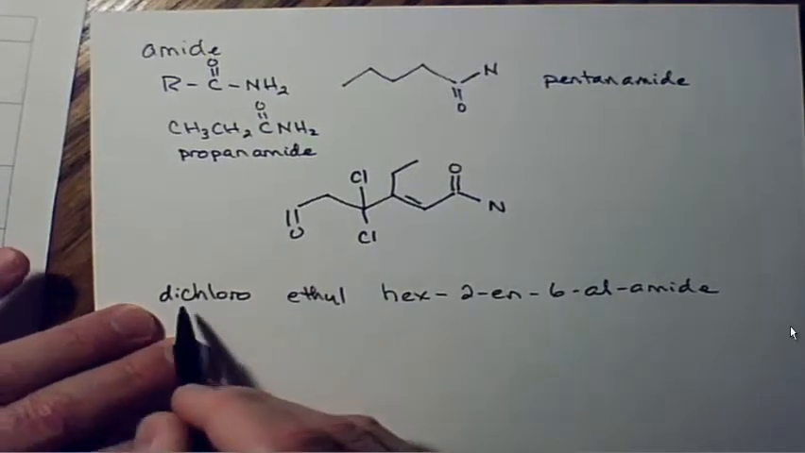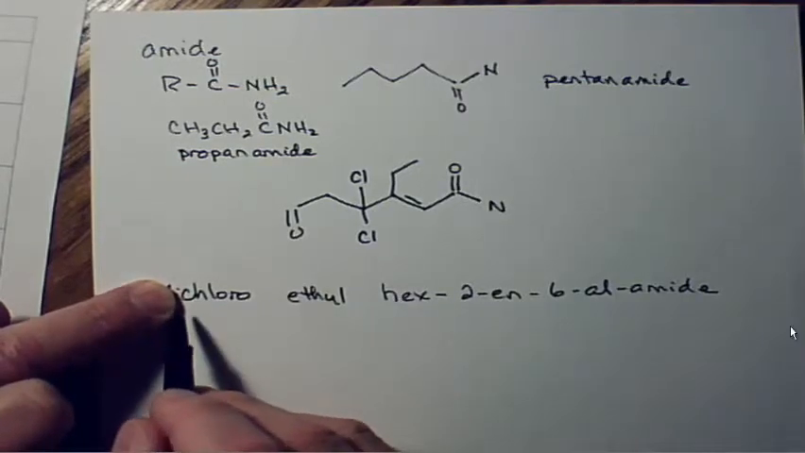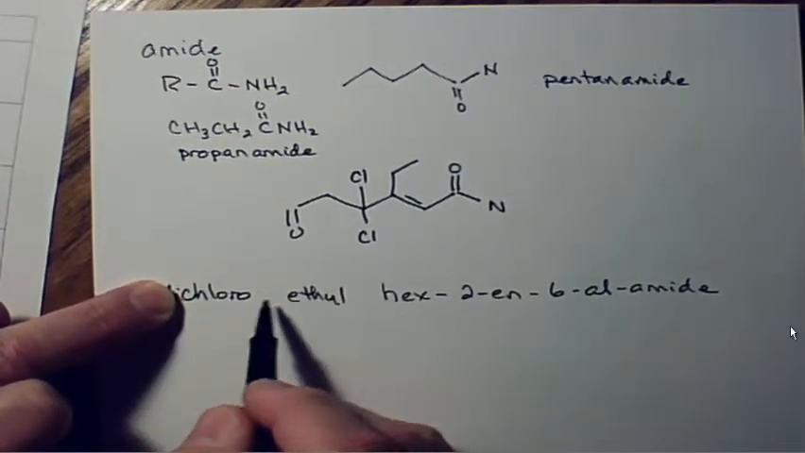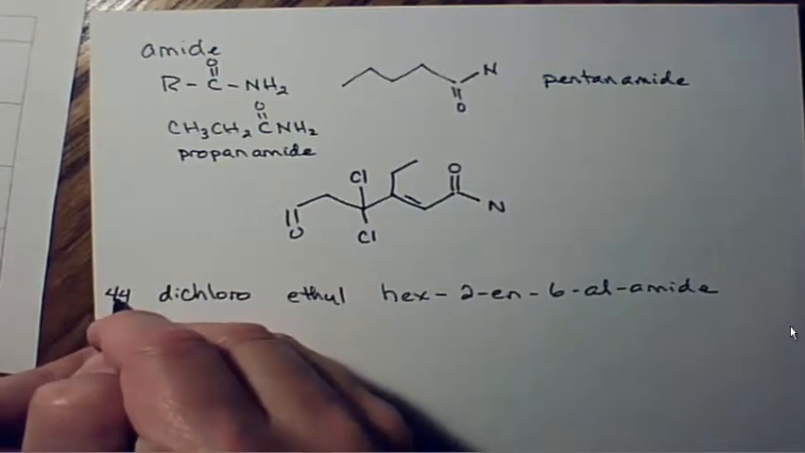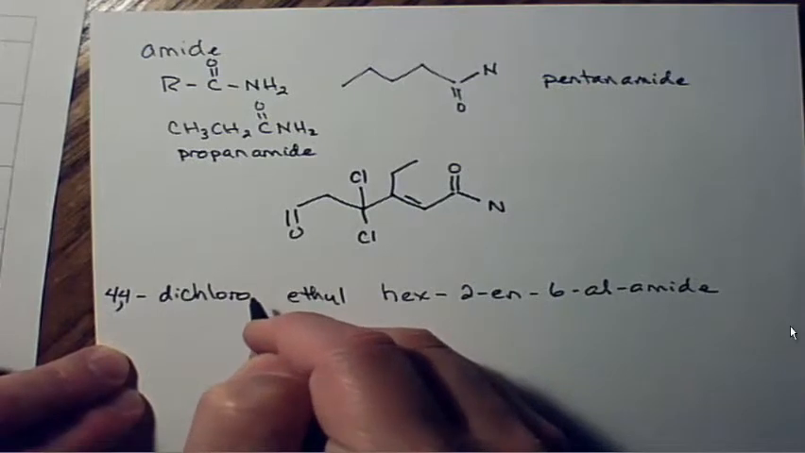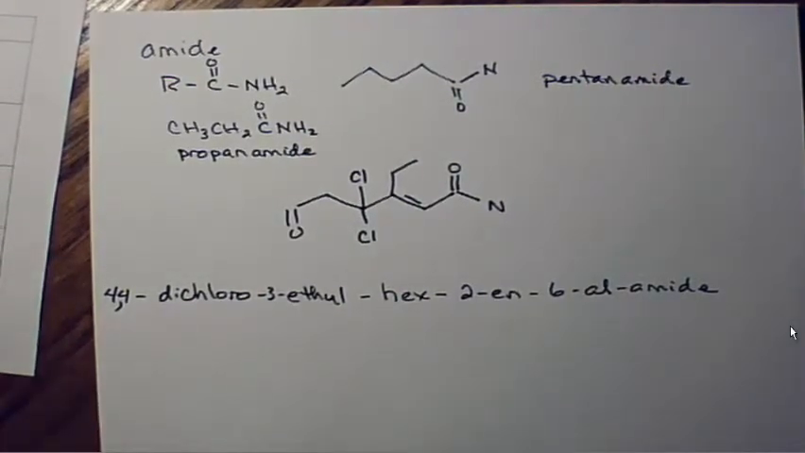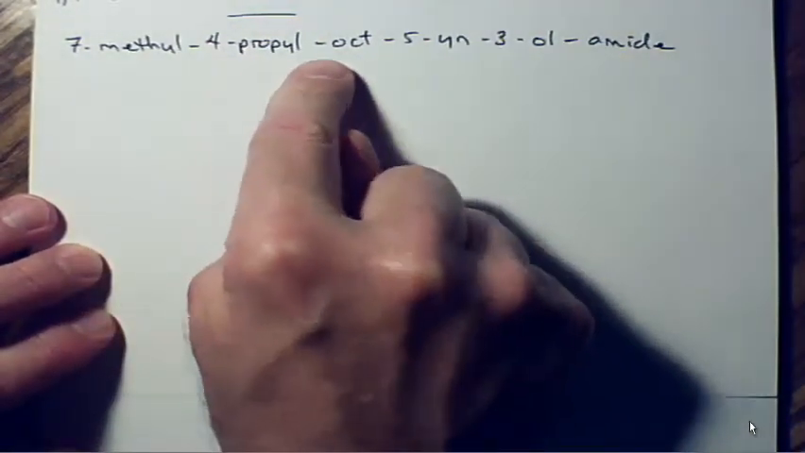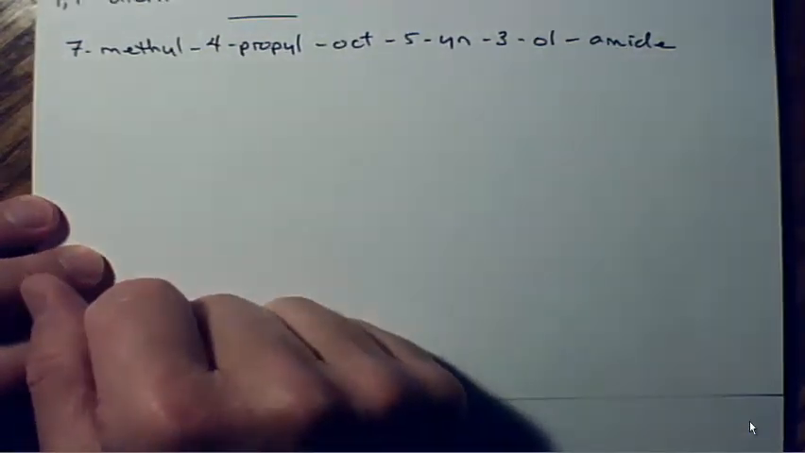So this is a dichloro, but whether or not the prefix doesn't have anything to do with where we put it first. Okay, you put them alphabetically by the main functional group name. So, but there's a 4,4 dichloro, ethyl's on 3 ethyl, hex 2-ene, 6-al amide. Okay? I want to write the formula for this monster here. 7-methyl, 4-propyl, oct, 5-ine, 3-al amide.